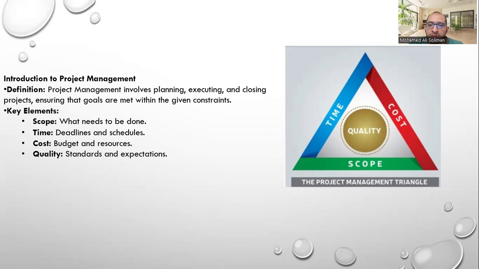These are bounded by certain constraints, key aspects for the project. We can see on the right-hand side time, cost, and scope. These are the project management triangle, and in the core and in the heart of this triangle is quality. So the scope is mainly what is to be done, the time is the deadlines for deliverables, milestones, and the schedule. And of course, this is the budget and our resources. And finally, the quality, the standards, and expectations. Going to the next slide.